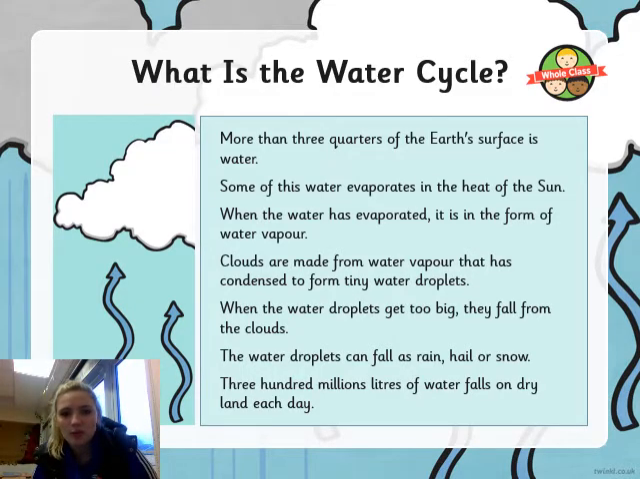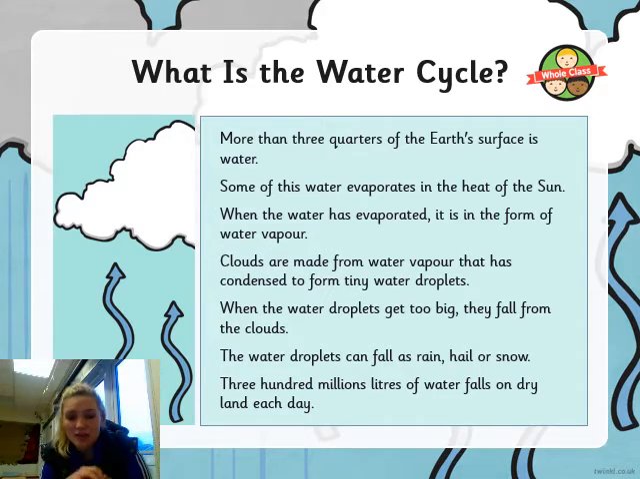So we're going to look at the water cycle. Now, more than three quarters of the Earth's surface is made out of water, and what happens to this water is sometimes it's evaporated, sometimes it's condensed, and there are other ways as well, which we're going to talk about next. So here are just a few. Some of the water evaporates from the heat, because we know when water heats up, it boils to a point where it turns from a liquid to a gas and it evaporates. And then once it's evaporated, it's in the form of water vapour.